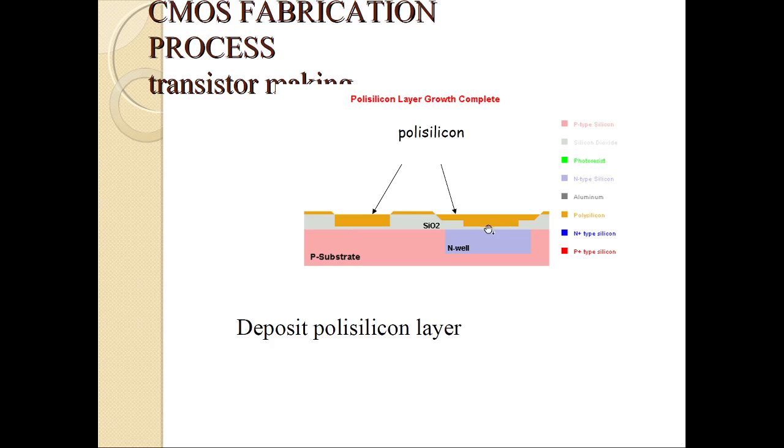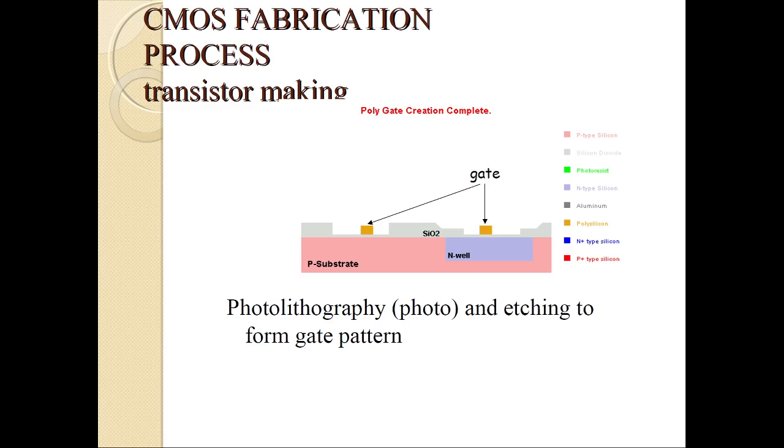After the N well and the SiO2 layer are formed, I will place the polysilicon layer to form a gate. Then comes the photolithographic and etching process I have explained: I apply photoresist material first, then the mask, then expose to ultraviolet rays, and then go for etching. The exposed portion will go, and the non-exposed portion will remain as it is.